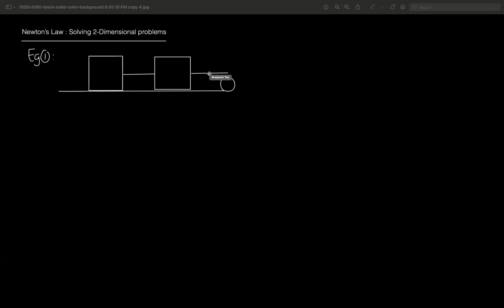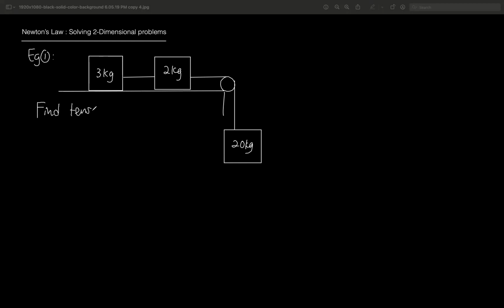Let me bring it down a bit. Okay, and then this one hanging another mass, which should be heavier, like this. Now we have a system here, three bodies. Okay, let's say this is 3 kg, this is 2 kg, and this is 20. Now the question asks you to find the tension, and also find the acceleration of the system. Okay, so this is the question.